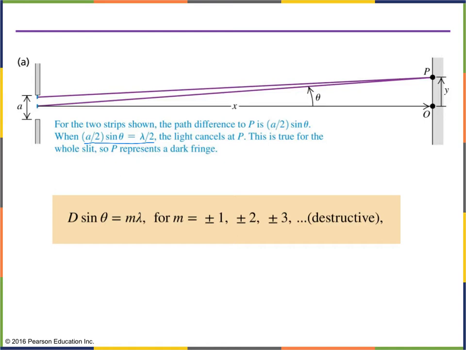And so again, the labeling is confusing. Substitute D for A, and call the size of the slit D. If D sine theta, which corresponds to the difference in the path length from the very top of the slit to the bottom of the slit, is equal to some multiple of the wavelength, it actually gives us destructive interference. And so this is the condition for dark spots on our screen.